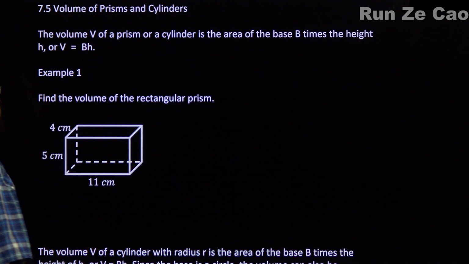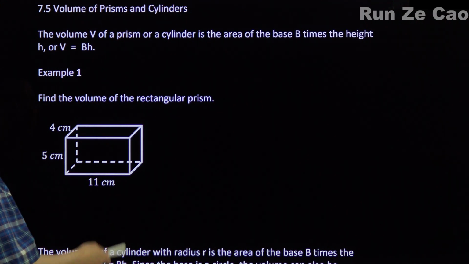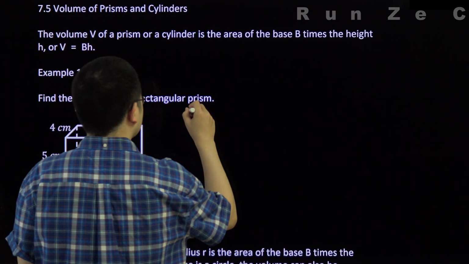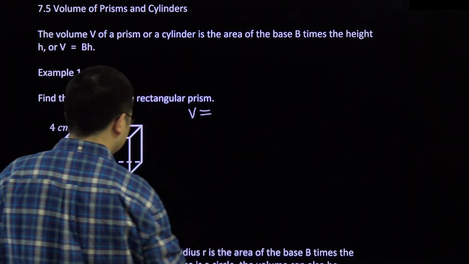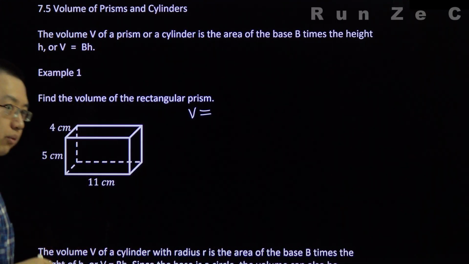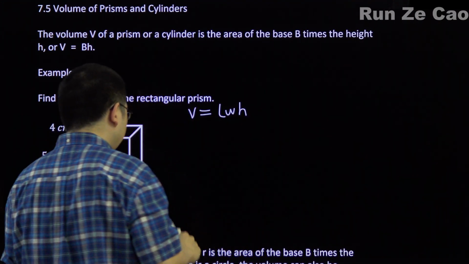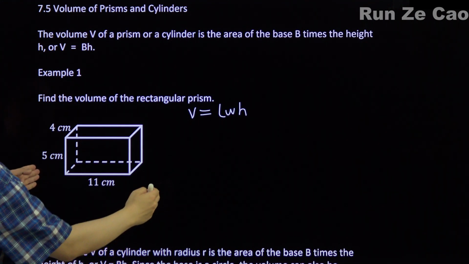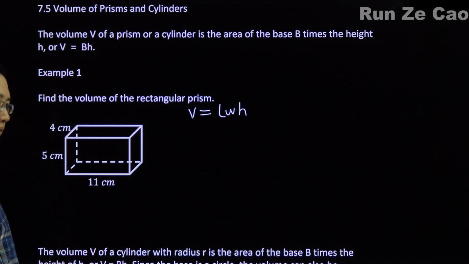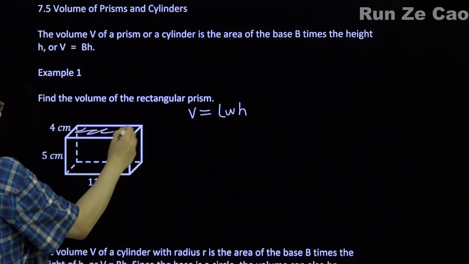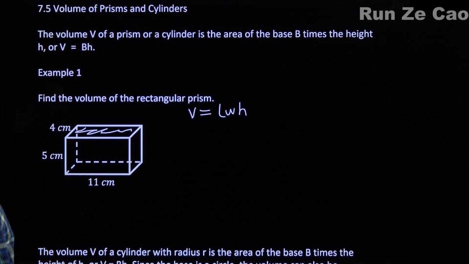For example, let's find the volume of this rectangular prism. So volume for rectangular prisms is length times width times height, right? But what is length times width? Oh, that's just the area of the base. And then you multiply by the height to find the volume.